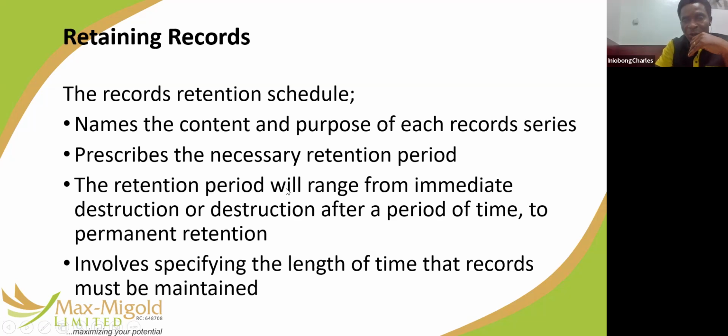The retention period will range from immediate destruction, or destruction after a period of time, to permanent retention. Some can be destroyed immediately you finish using that asset. Some can be destroyed maybe some years after disposing of the asset, while some can be kept permanently. You don't destroy such. You also specify the length of time that records must be maintained.